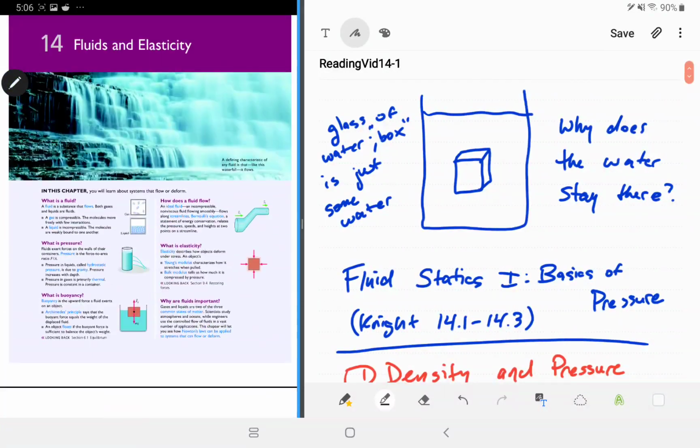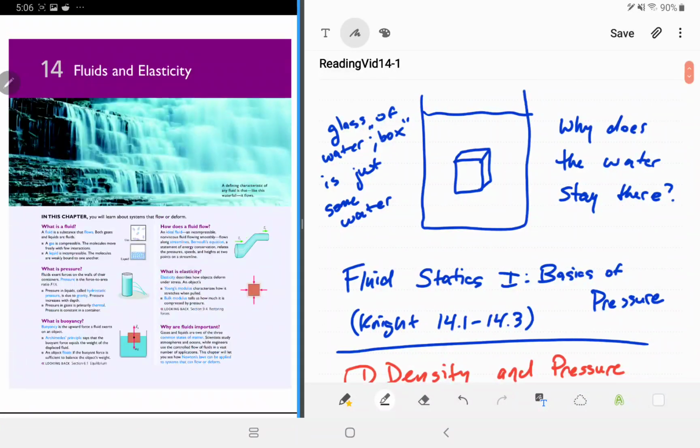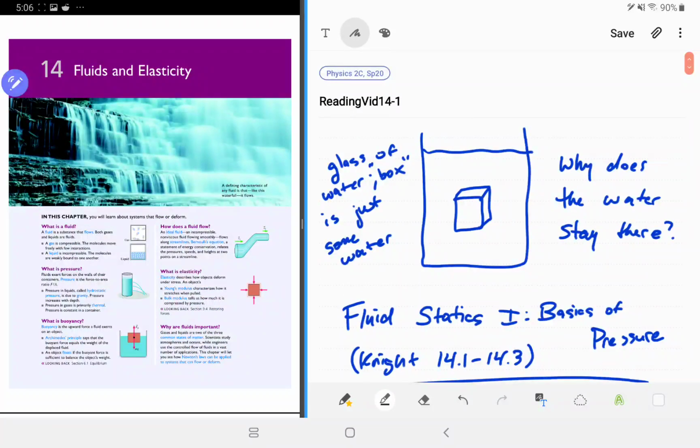Okay, so you'll see on the left I'll just kind of go through the sections that we're covering in the textbook. And on the right here, I'll have some notes. One of the main questions we want to be able to answer is, why does water stay in a cup?